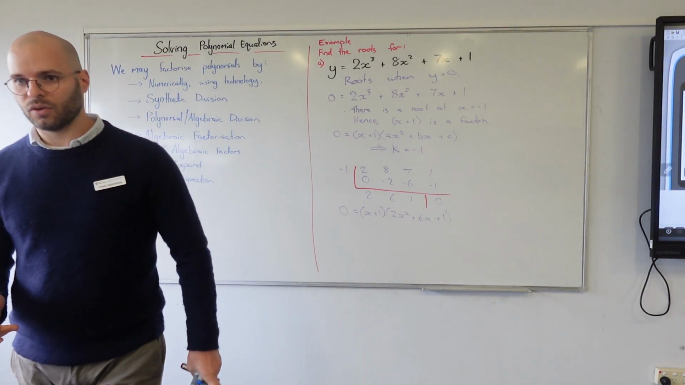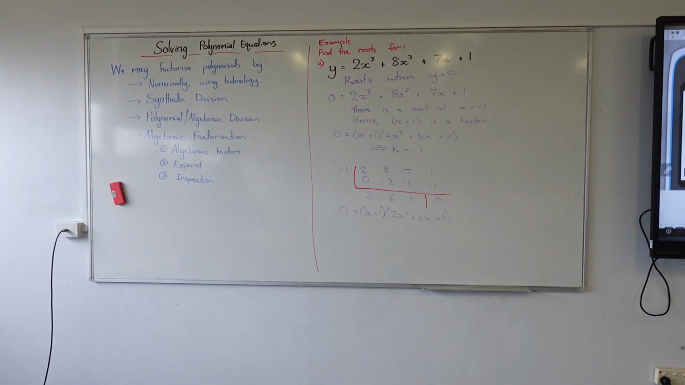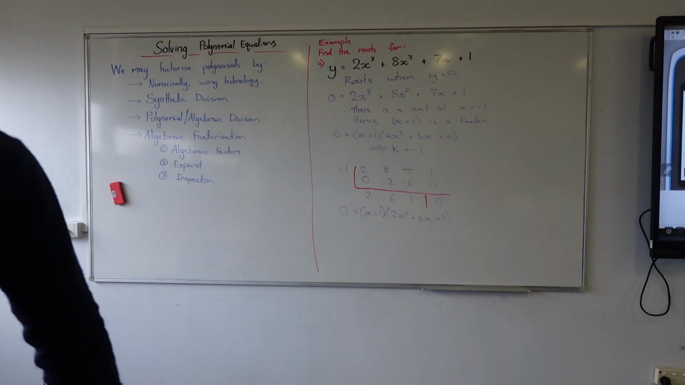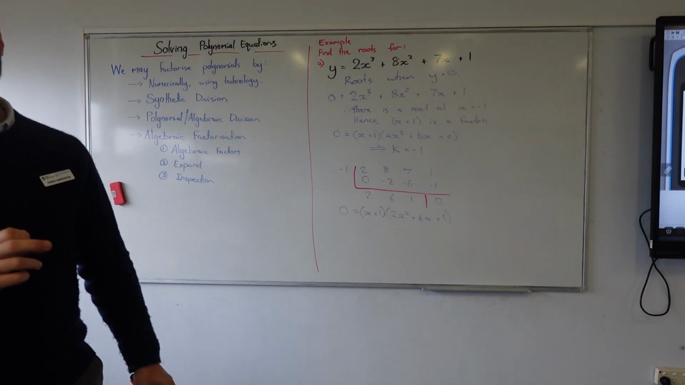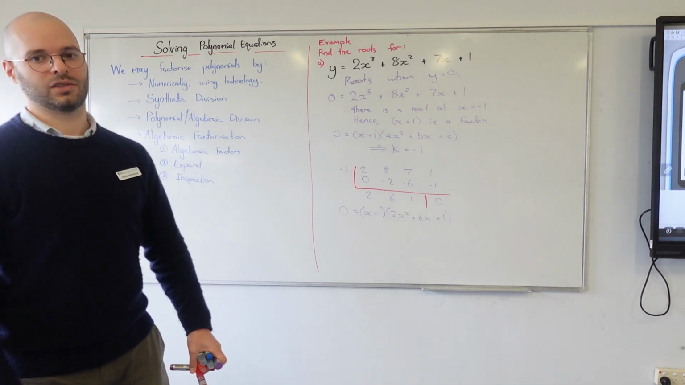Okay, next step. What could we do to be able to get this in a fully factorized form so we can use null factor law? What tool do we have available? Are there going to be rational roots here? No. Are they going to be real roots? Yeah, they're going to be real roots because our calculator told us they will.